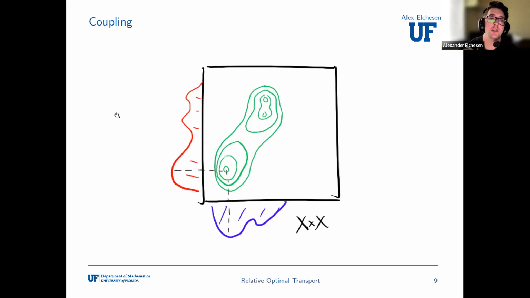And then you can imagine that a single point is indicating the infinitesimal amount of work it takes to move this point of mass here on the x-axis to this point of mass here on the y-axis.